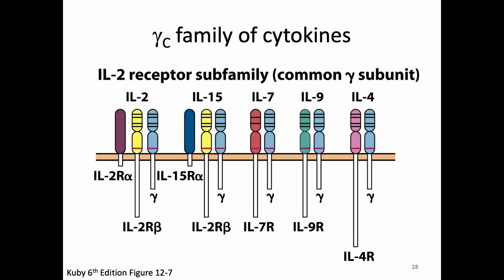So here you're looking at the receptors for some members of this family. And what you'll notice is they all have this same gamma chain that they pair with other proteins. And so the IL-7 receptor, for example, really involves the gamma chain plus an IL-7 specific chain, an IL-7 receptor. IL-4 you can see similarly, IL-9 you can see similarly. Both IL-15 and IL-2 actually have 3 chains, but they all share this gamma chain.